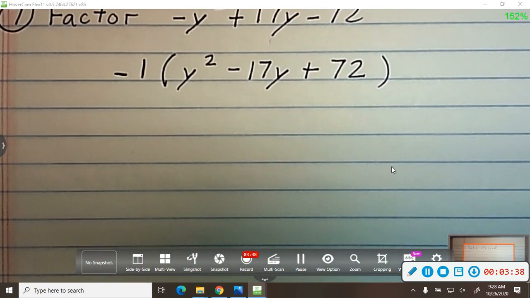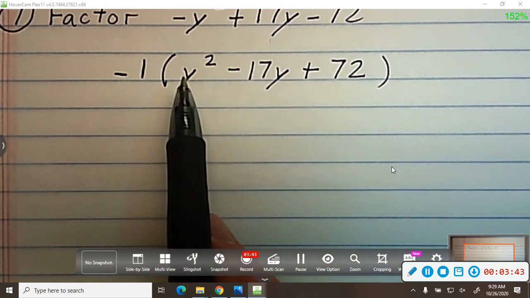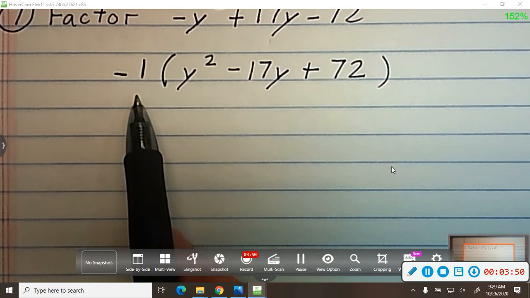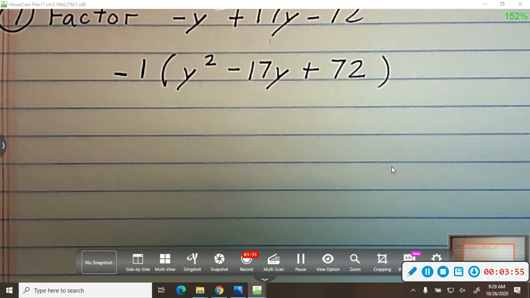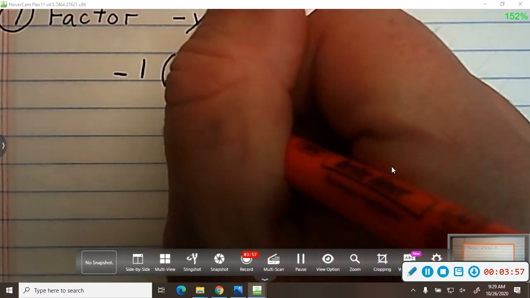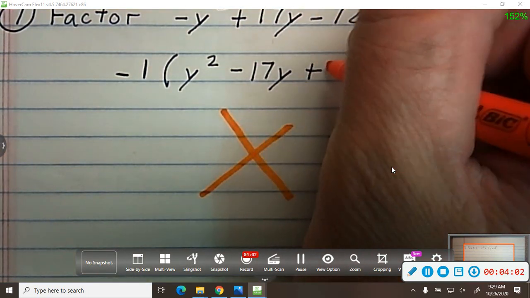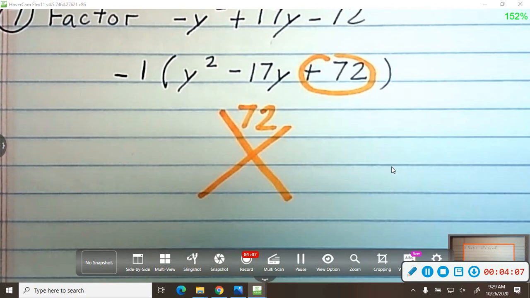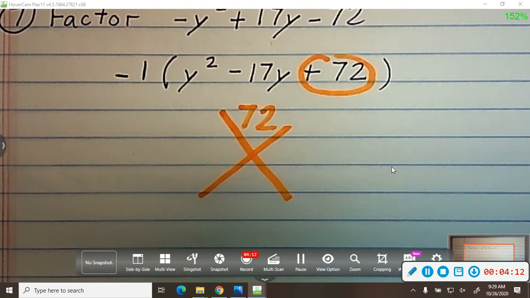So now I look at this and I go, all right, I got 1, 2, 3 terms, so it's a trinomial, and now a is 1. Now the -1 is important. That's what flips the parabola upside down, but it doesn't mess with the solutions. So I do the same thing as before. I ask myself, what multiplies to 72 but adds to -17?